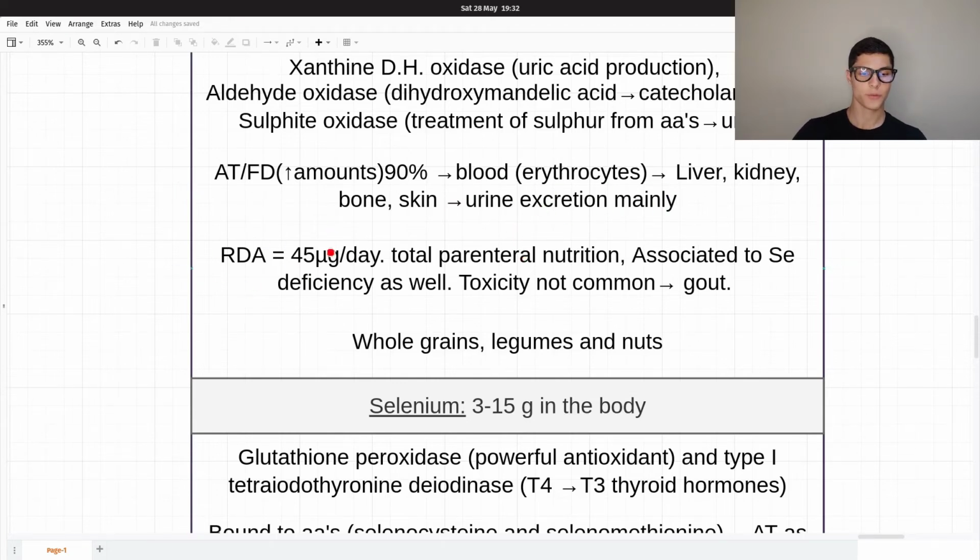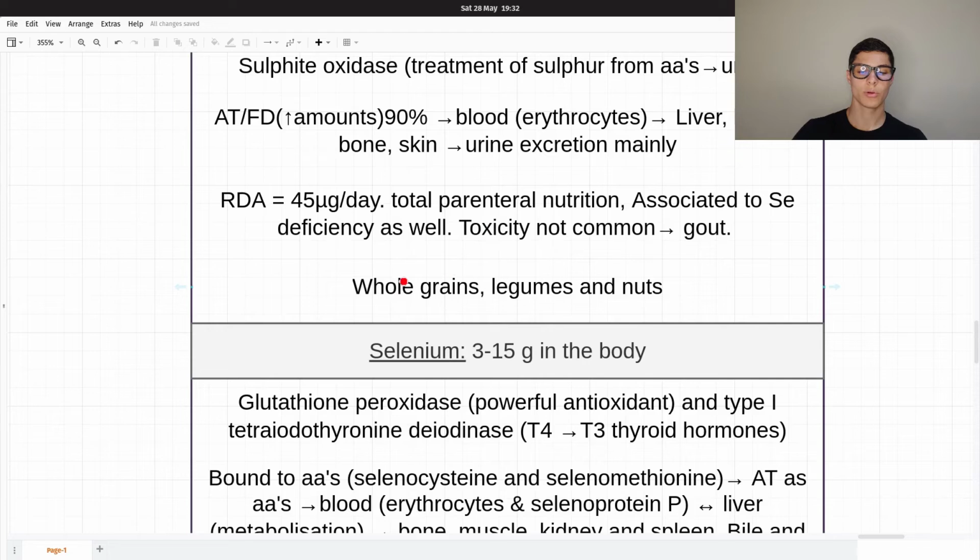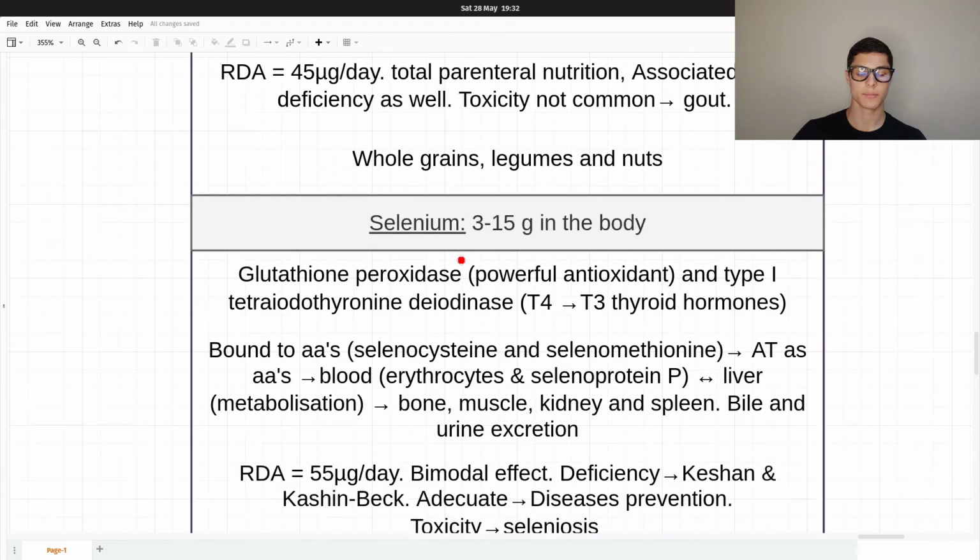The RDA says 45 micrograms a day, and the deficiency is associated to selenium deficiency as well. The toxicity is not common, in the gout. Whole grains, legumes and nuts are the main sources of molybdenum.